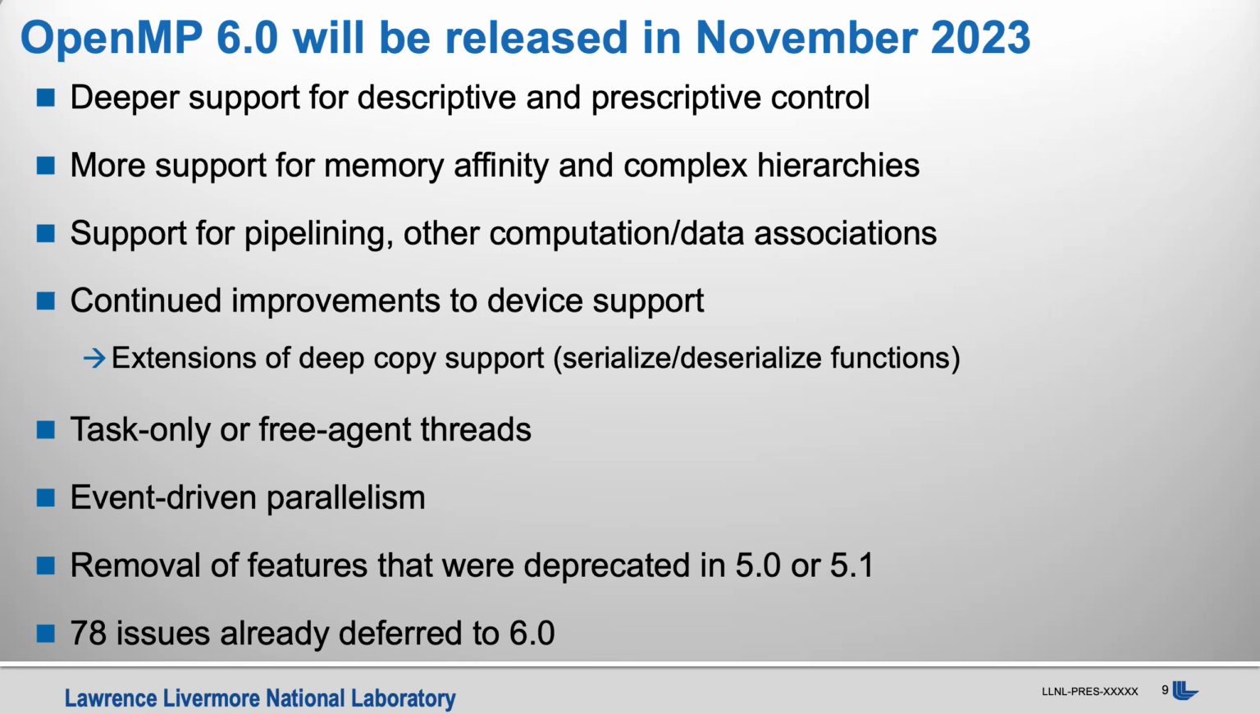One thing that, as I sort of already mentioned, when we decided that we would start deprecating things in 5.0, we also made a firm commitment that the next major release would remove any deprecated features. And so the list of deprecated features in 5.1, all of those features, whether they were deprecated in 5.1 or in 5.0, will be removed in 6.0. Overall, we already have 78 issues that are being considered for 6.0. I expect that number to be very much higher by the time we are done.